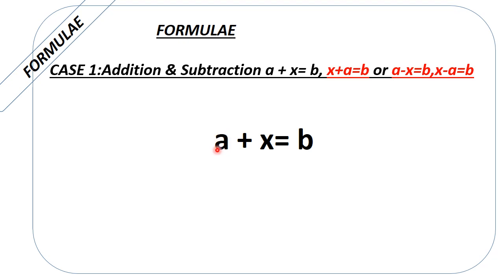If it was positive, it will become negative. If it was negative, it becomes positive. So you can't just cross the equal sign. Crossing the equal sign has got a price to pay.